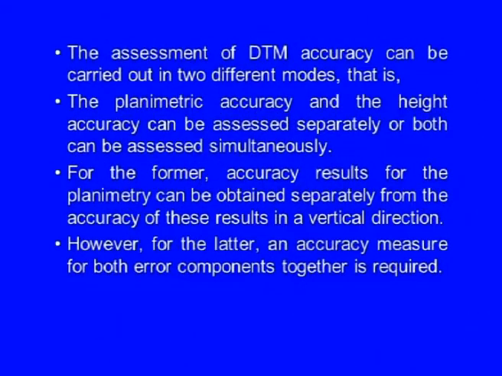The assessment of DTM accuracy can be carried out in two different modes, that is, the planimetric accuracy and the height accuracies can be assessed separately, or both can be assessed simultaneously. For the former case, the accuracy results for the planimetry can be obtained separately from the accuracy of these results in a vertical direction. However, for the latter, an accuracy measure of both error components together is required.